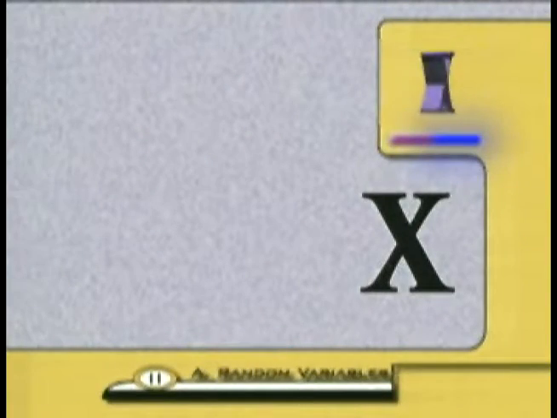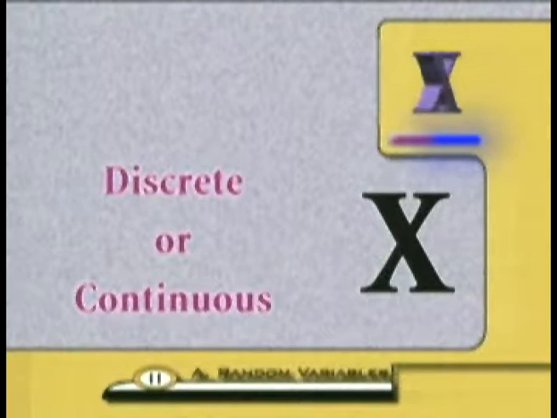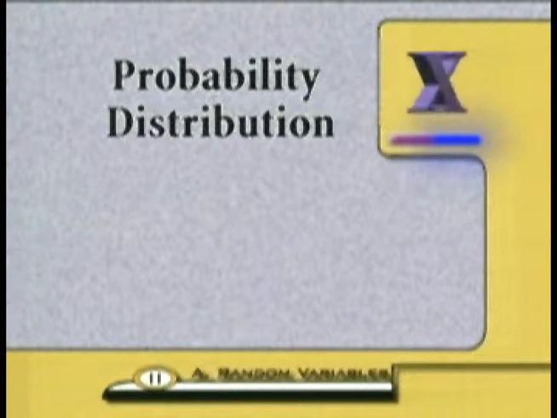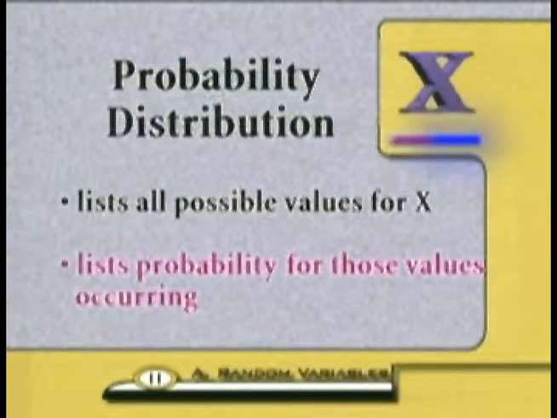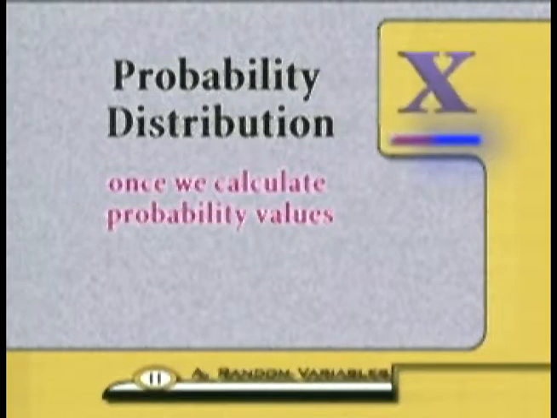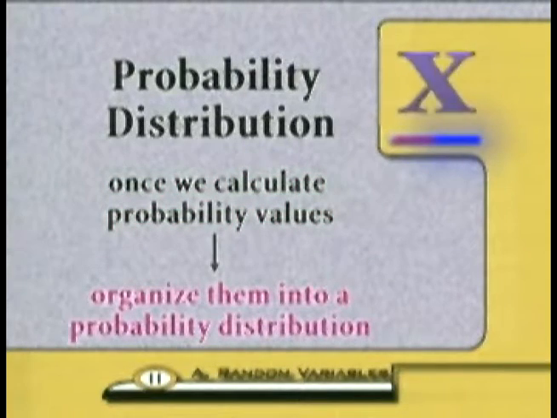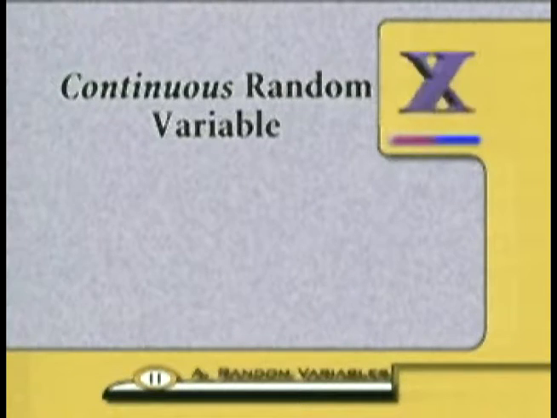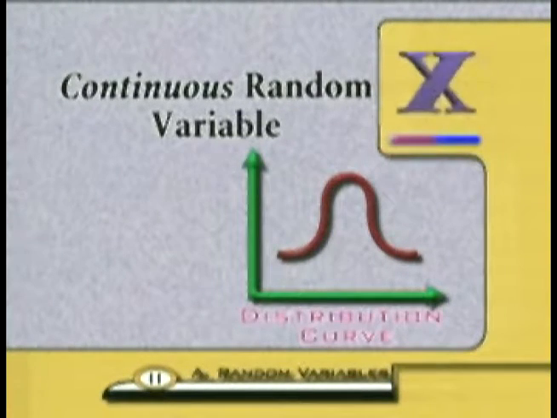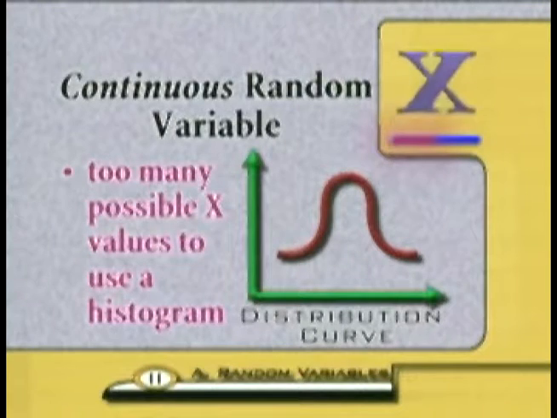Say we have a random variable like x. Whether x is discrete or continuous, a probability distribution lists all the possible values for x and the corresponding probability of those values occurring. Once we calculate these values, we organize them into a probability distribution. But if we're using a continuous random variable, we'll use the distribution curve because there are too many possible values for x to use a histogram.